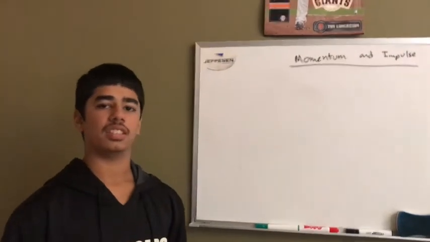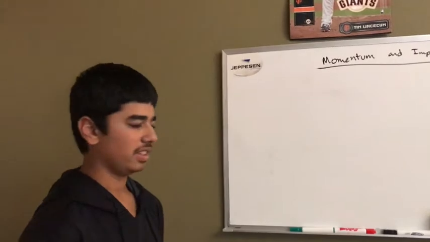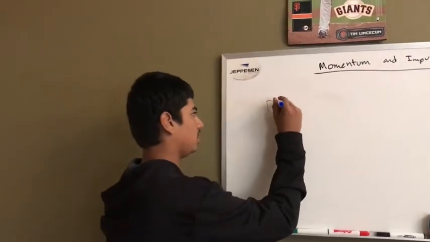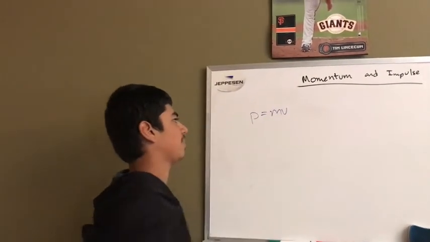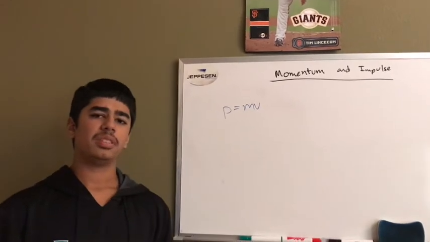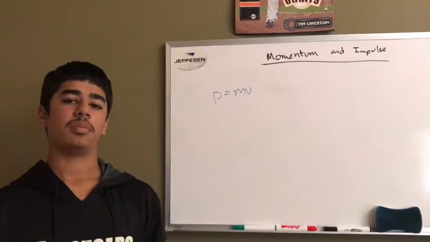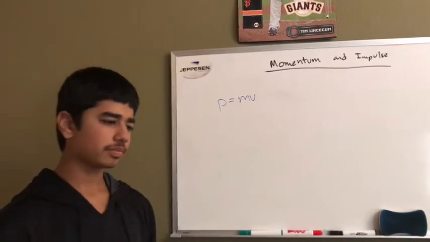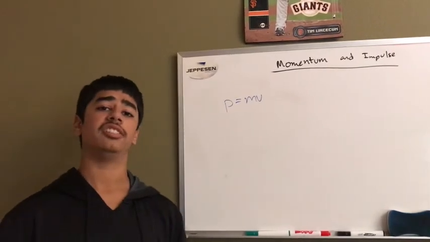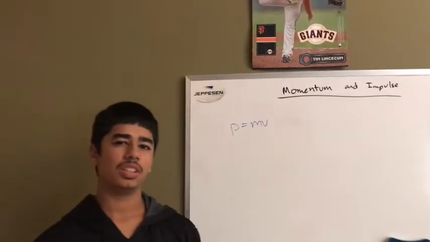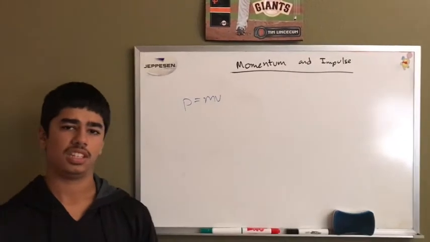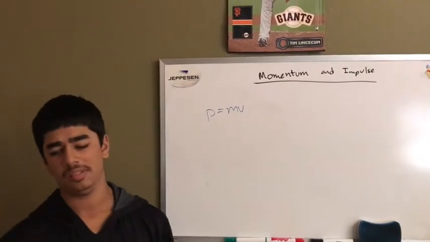Momentum is defined as the product of mass and velocity, giving us our first equation, P equals mv. It's also a measurement of how much mass is in how much motion at a certain time. An easy way to think of momentum is how much it would hurt if that object came and hit you, and that would be the momentum.